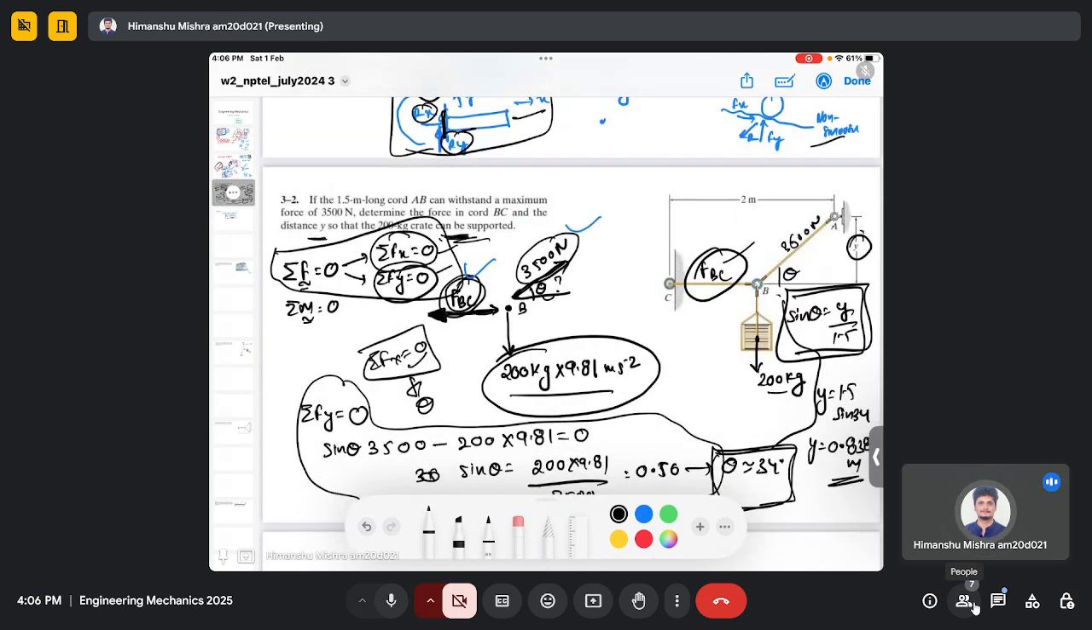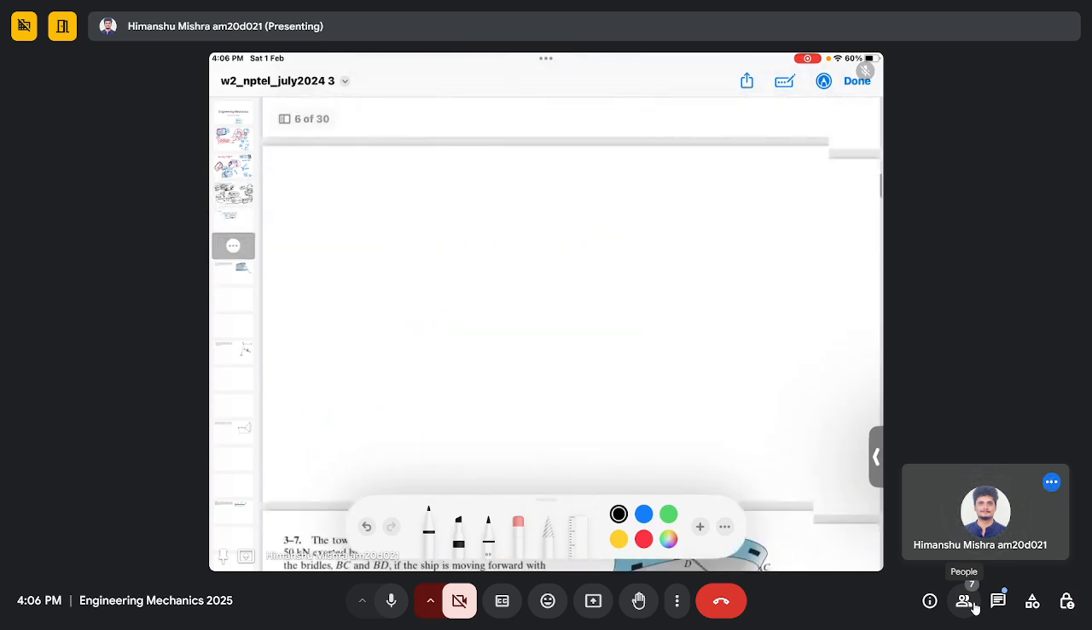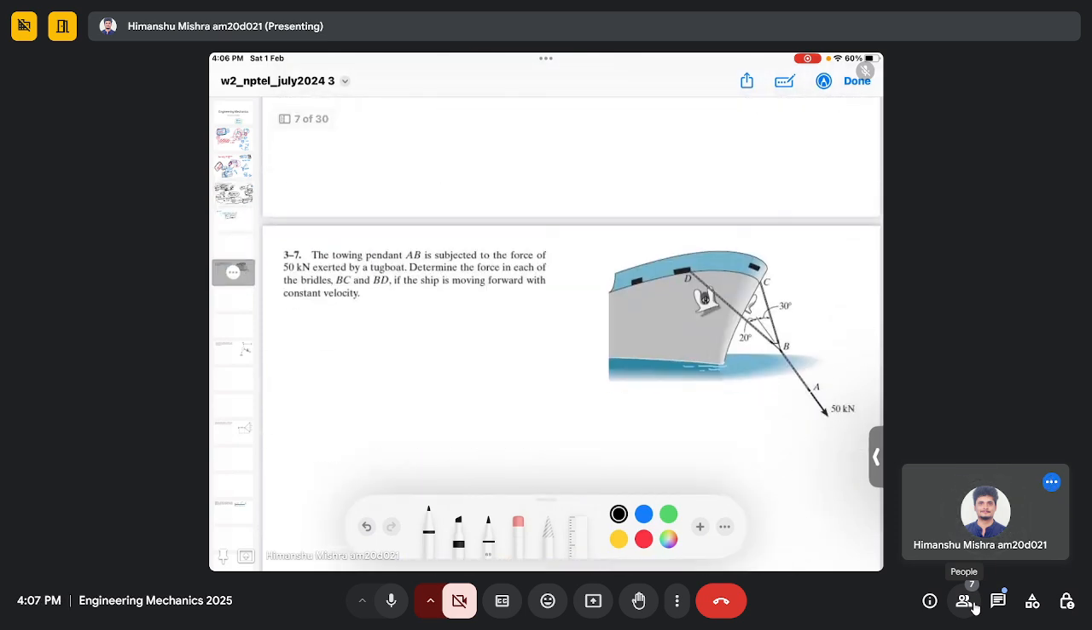So any doubt in this? If not, then let's solve a similar problem. It's a very similar problem here. The towing pad end AB is subjected to the force of 50 kN exerted by the tugboat. Determine the force in each of the bridles BC and BD if the ship is moving forward with a constant velocity.